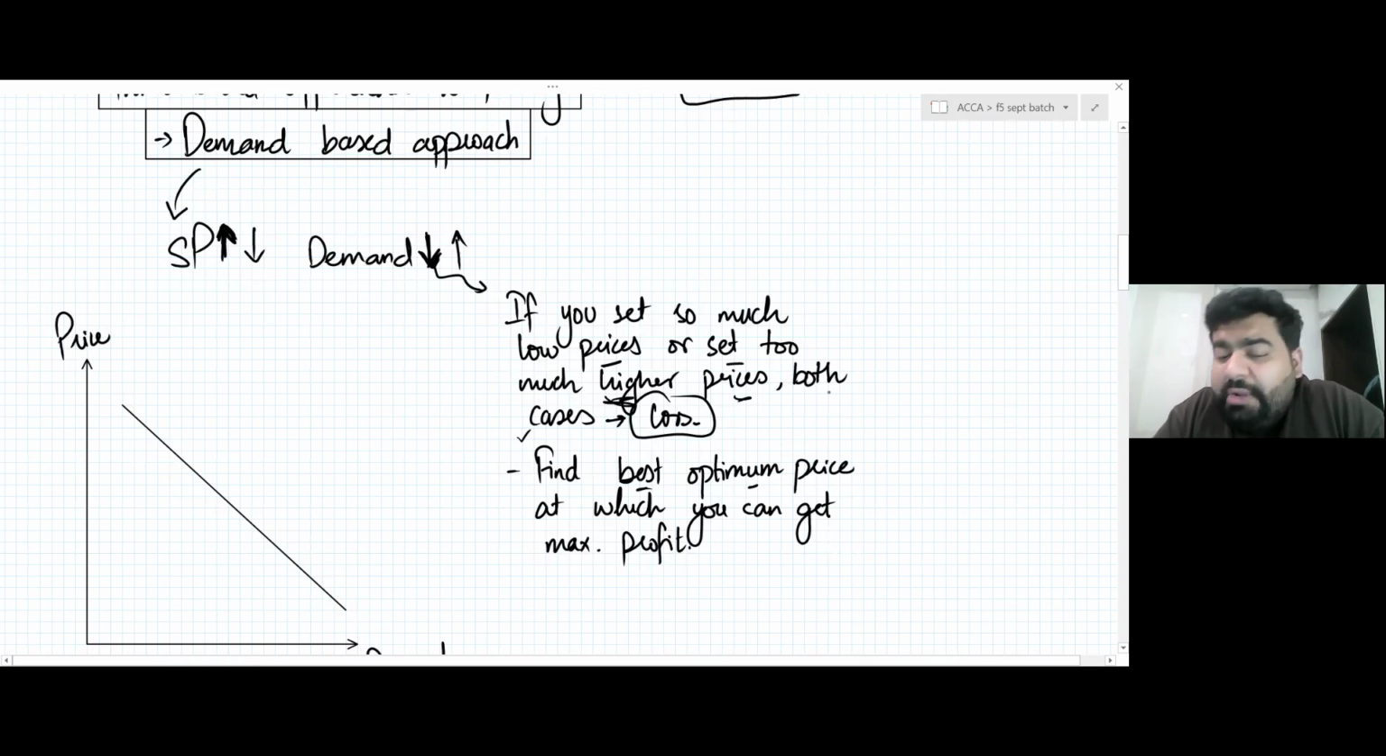We have to find that best optimum point at which you can get the maximum profit. So you have to set it somewhere in the midpoint, and we'll see what point that is. Actually, we are now in the demand based approach. We are going to study this effect, at which price we have to set to earn the maximum profit. We have to understand that.